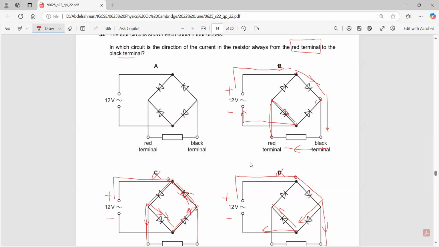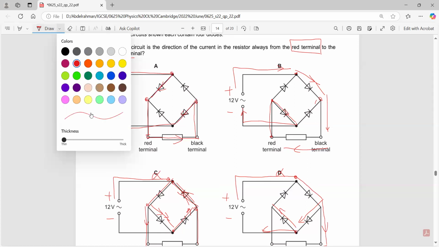Let's try it out. So first of all, you have a positive end and a negative end. It's moving in this direction. At this point, it's forced to move in this direction and then downwards to the red terminal. It will move from the red to the black upwards, and then at this point, it has to move downwards and then back to the power source. Will it move in the opposite direction?